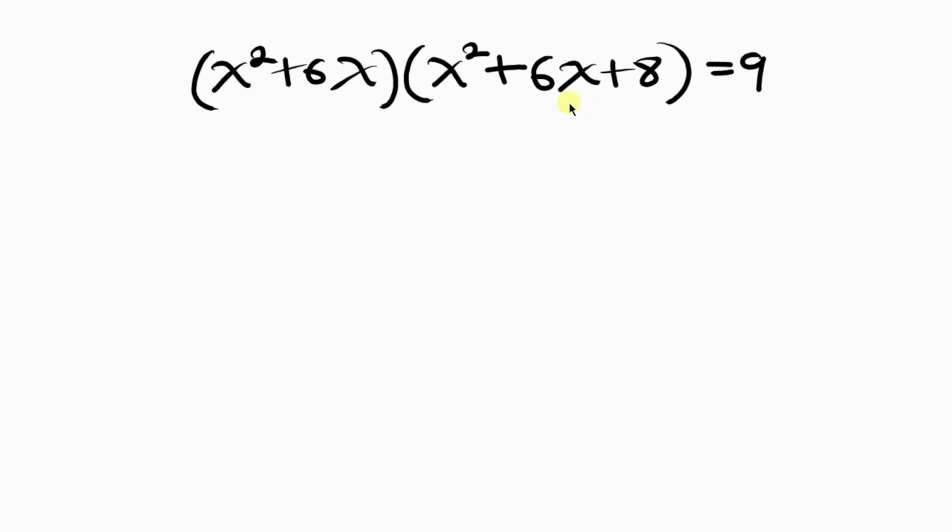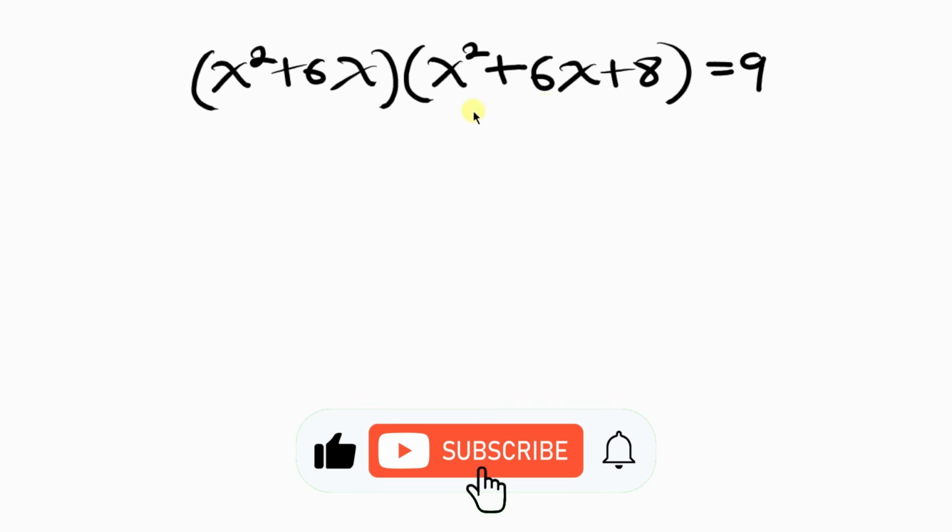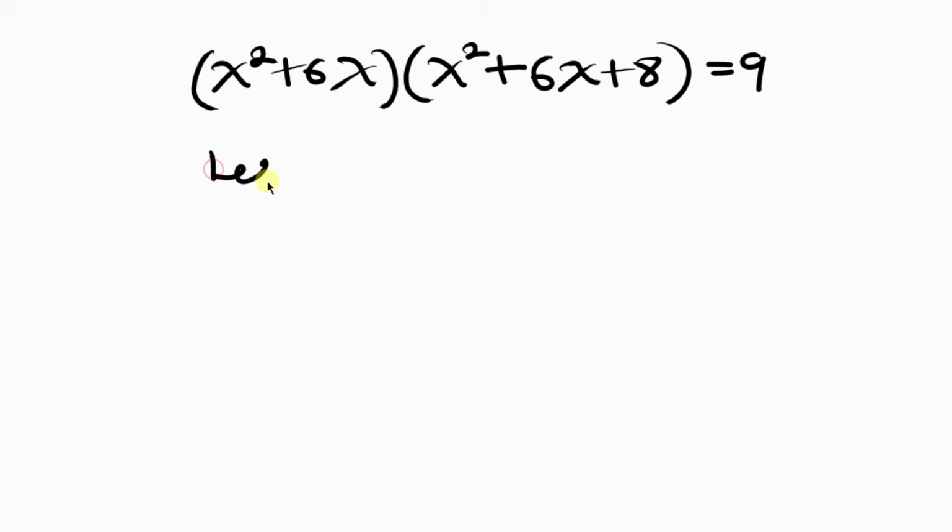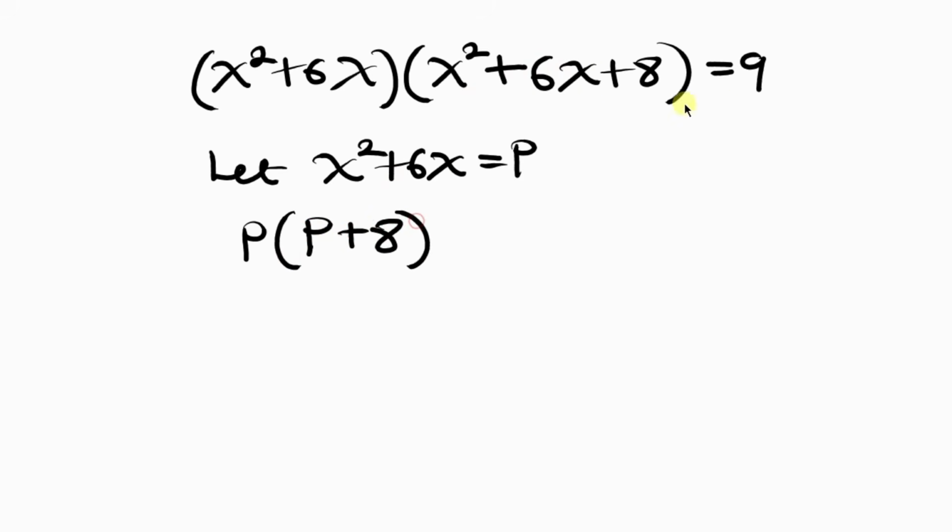Very good. We can introduce substitution when we find something like this. So we can say, let x squared plus 6x be equal to p. Good. That means this expression now becomes p times (x squared plus 6x plus 8). This is p, so I'm going to be writing p plus 8. Very good. And this is equal to 9. Now let's open up this bracket. So p times p, that is p squared, plus p times 8, that is 8p. And then this is equal to 9.